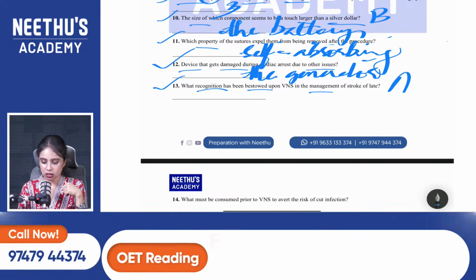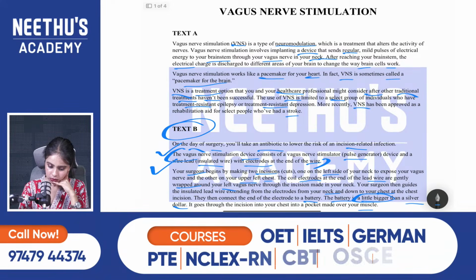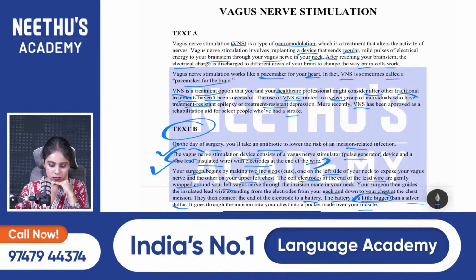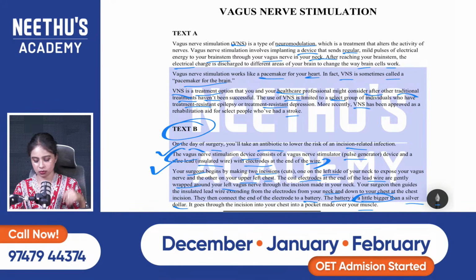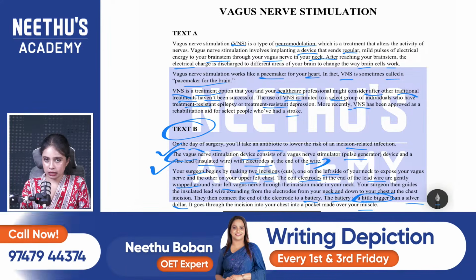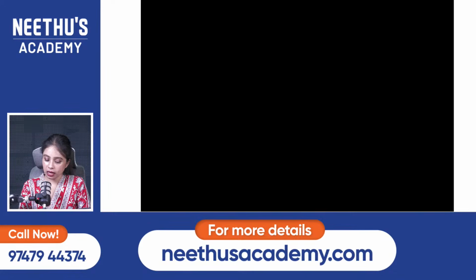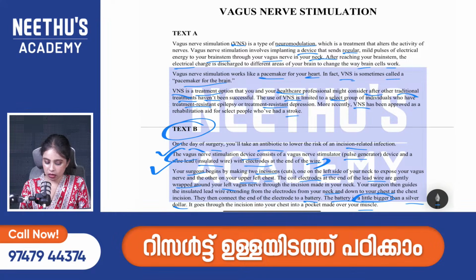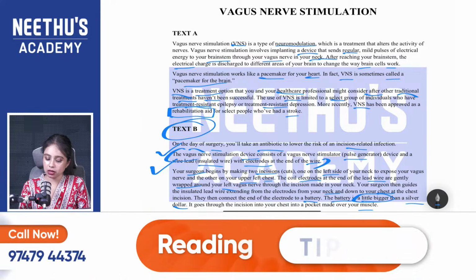And again, the answer is in text A. Very good. That is right. The answer is mentioned in A. Where is it mentioned? Yeah, only rehabilitation. Are you sure? So here: more recently, VNS has been approved as a rehabilitation aid for select people who have had a stroke. Very good, Dilu. Your answer is right. The answer is rehabilitation aid.